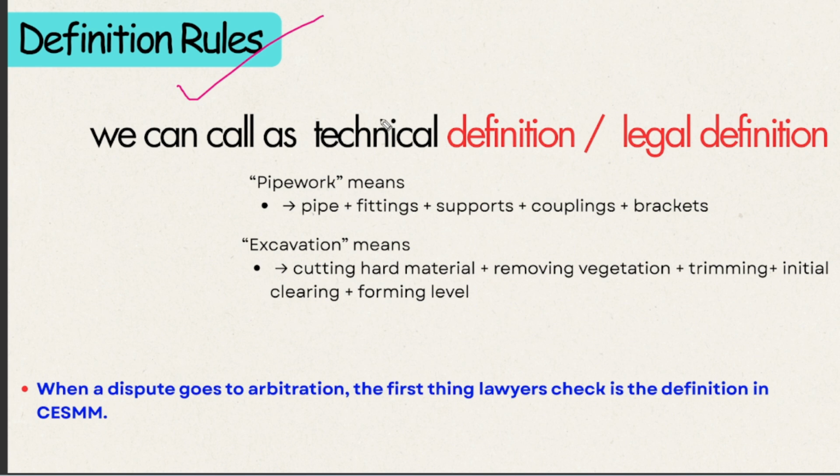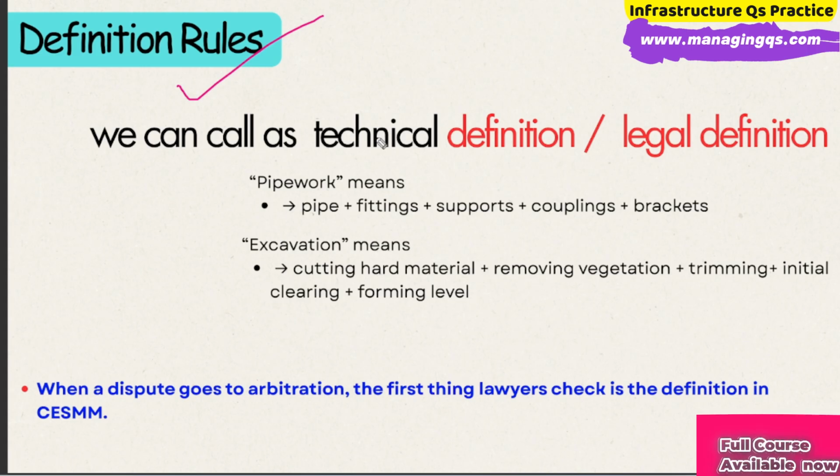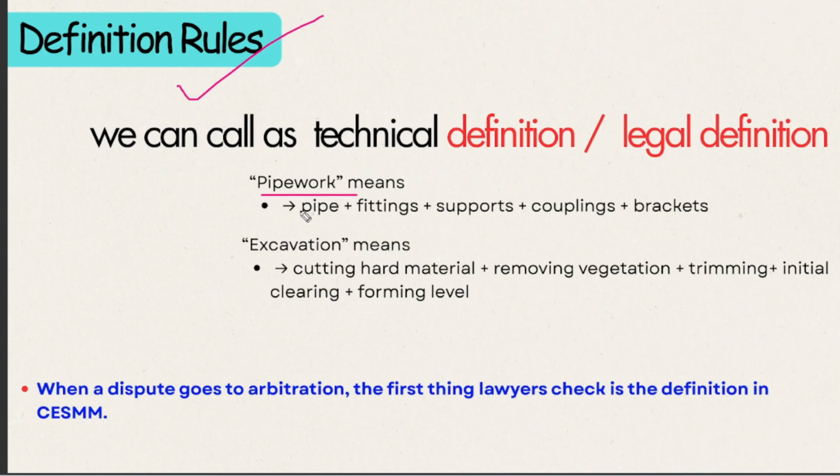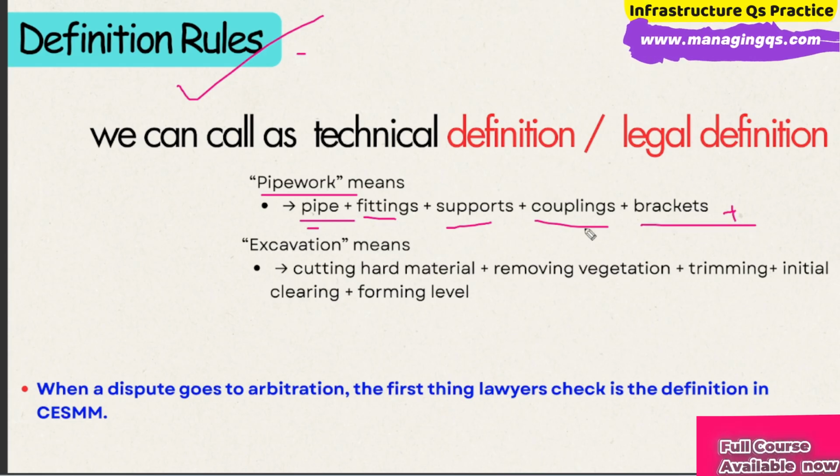The definition means it's a detailed idea, a detailed technical clarification of the measurement rules. The measurement rule gives the overall idea, but the definition rule gives very exact and very detailed information. For example, take pipe work. In the BOQ it mentions pipe work. The definition rule says pipe work means you have to consider all the pipes plus fittings, supports, couplings and brackets, whatever is mentioned in the definition rule. So we have to consider it like this.